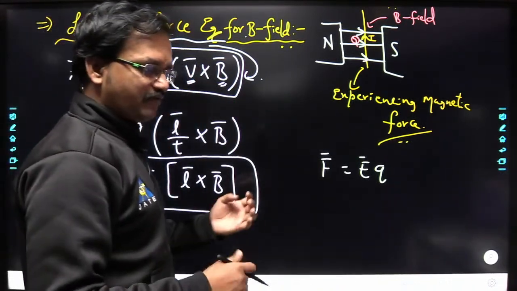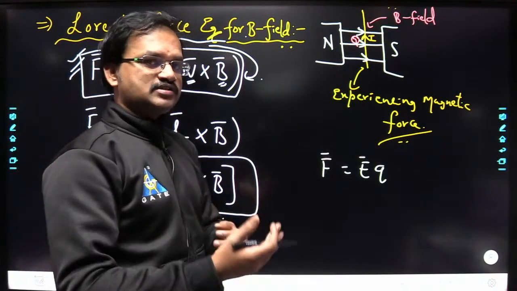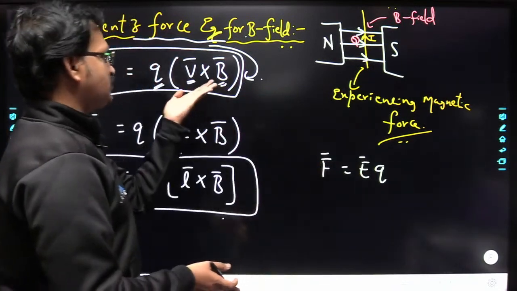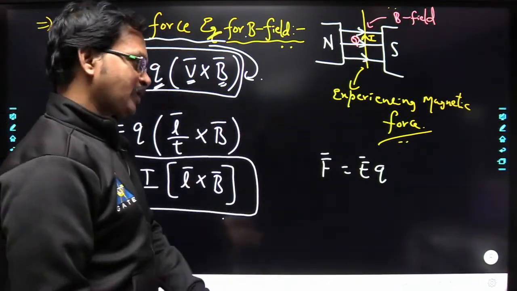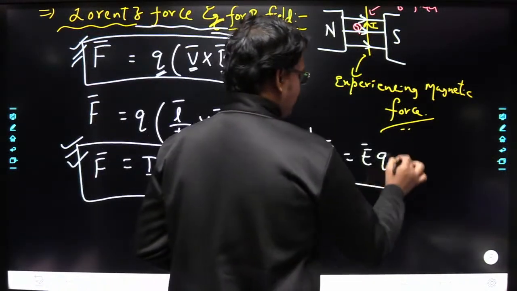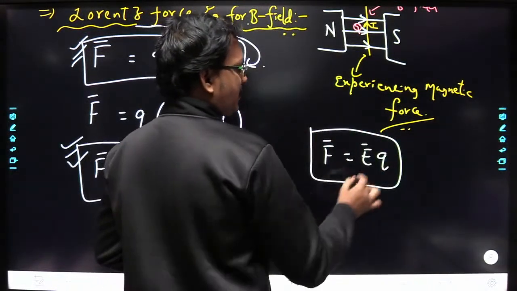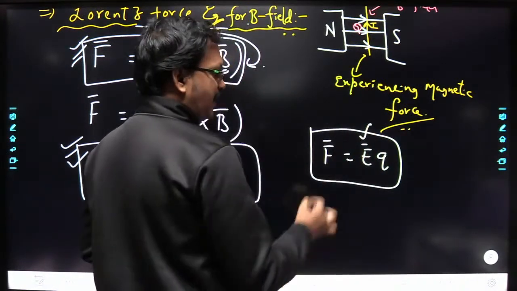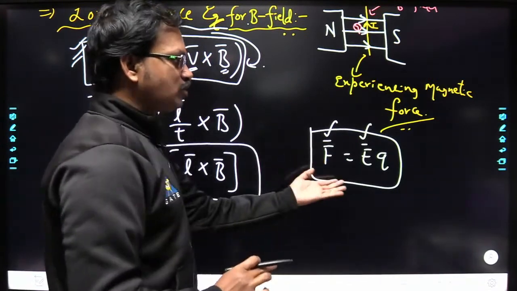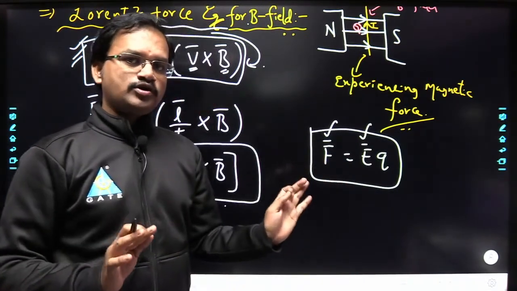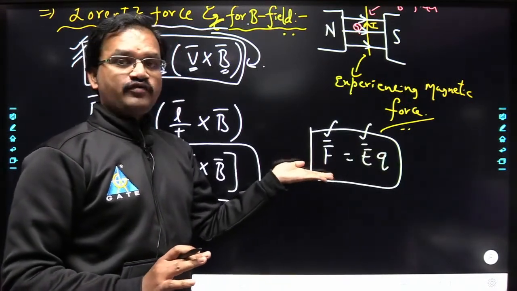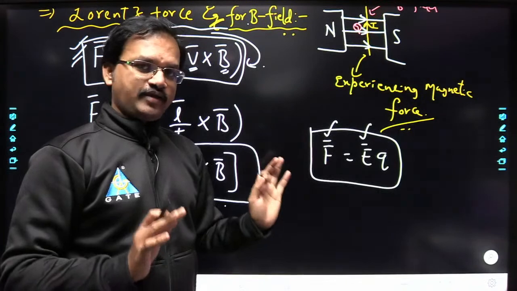So whenever we have both fields, that means the electric field as well as the magnetic field, you have to write the Lorentz force equation for both the electric field as well as the magnetic field. Okay. Now if you observe this equation, the direction of the electric field and the direction of the electric force both point in the same direction.